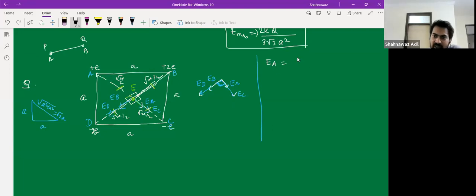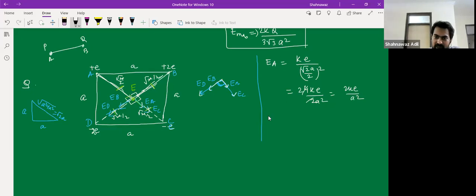Okay, so EA is KQ, and what is the separation? Separation is this, right, Tariq? Root 2A. So root 2A by 2 squared. So this would be 4, so this would be 4K by 2A square. So this is 2KQ by A square.